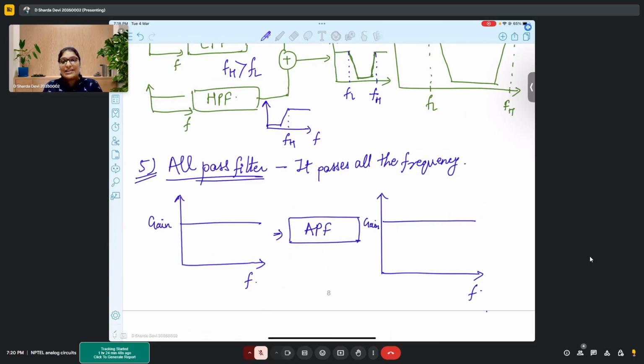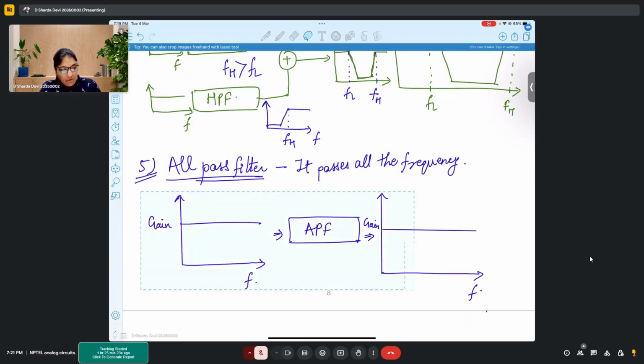So then the question arises, what is the use of this filter, right? We said that a filter is a frequency selective network. It selects some frequencies, or it rejects some frequencies. But in an all pass filter, we are saying that it passes through all the frequencies. Then what is the use of it? Genuine question, correct? What is the use of an all pass filter?